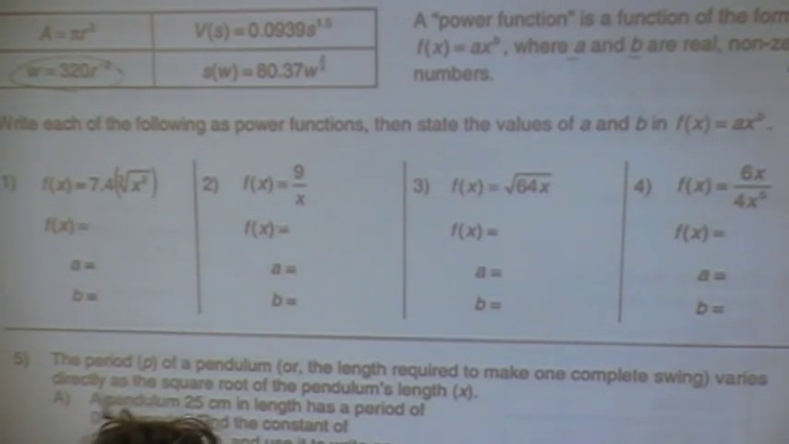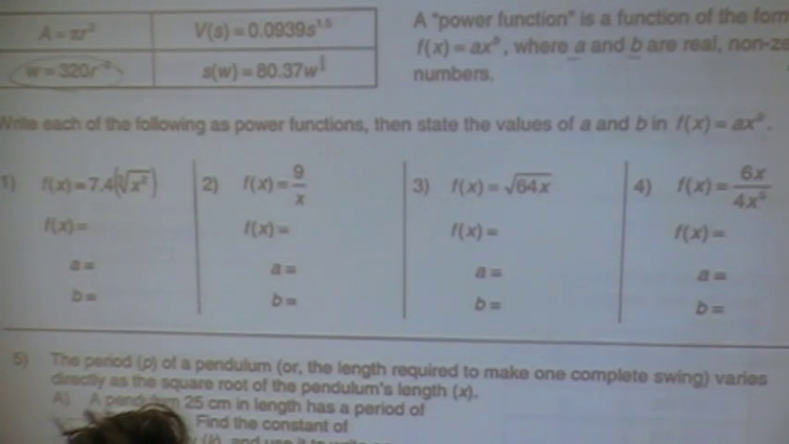Pi. Now this one sometimes gets us because we look at pi and we think that it's a variable. But it's not. Pi is a real non-zero number. It's 3.14159, and so on. So it's a real non-zero number, and the exponent 2 is a real non-zero number. So they're all what we call power functions.